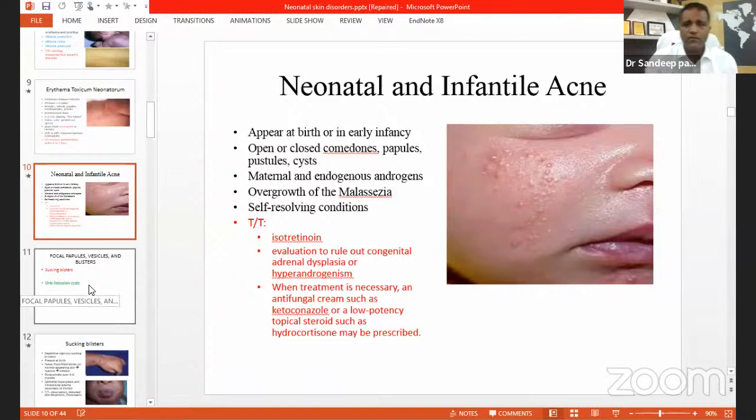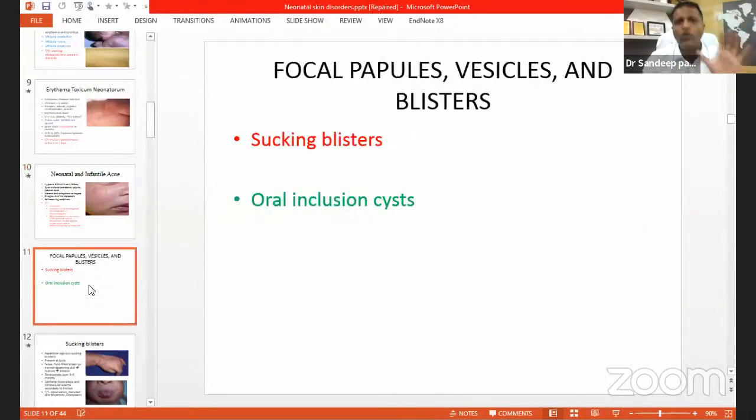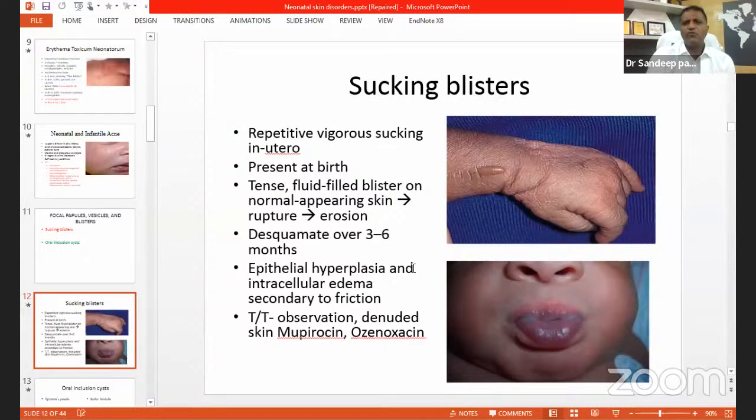Okay. Now after papular disorders and pustular disorders, we will move on to another group of disorders, that is focal papules, vesicles and blisters. Here we are going to see sucking blisters and oral inclusion cysts. I have tried to put forward such photographs because in skin disorders, visual impressions carry a lot of importance rather than the description. So we'll focus more on the visual impression.